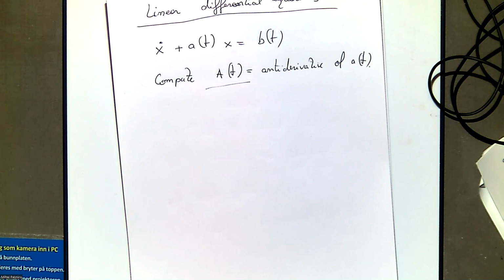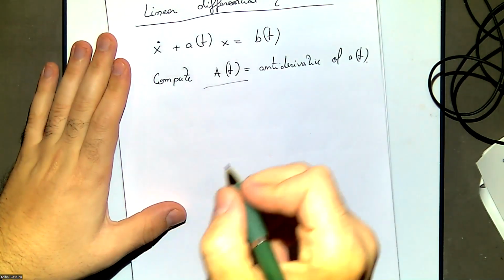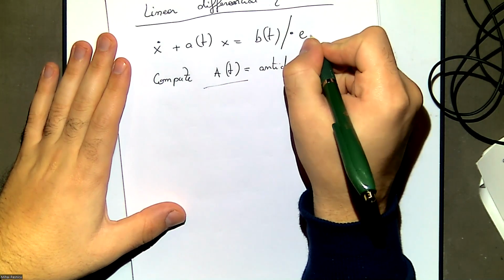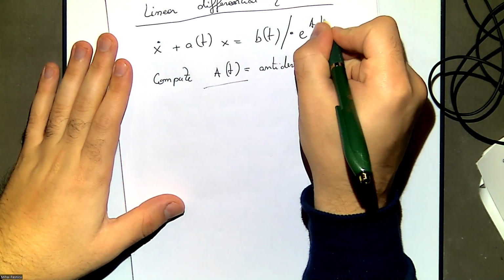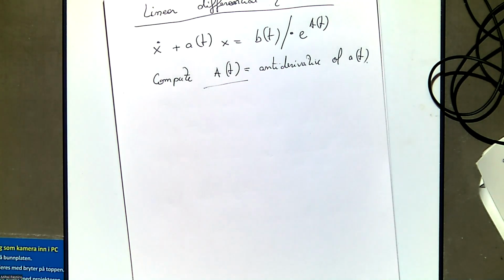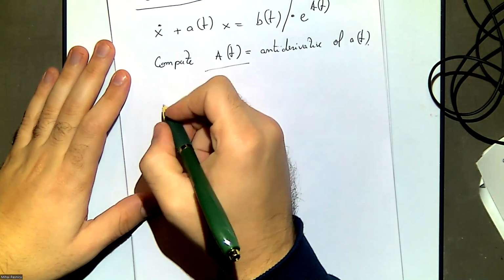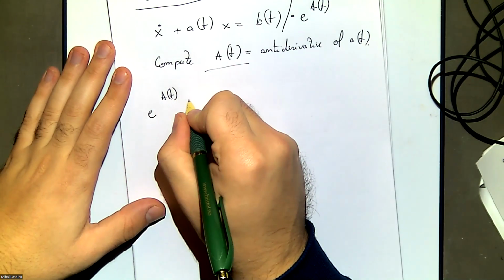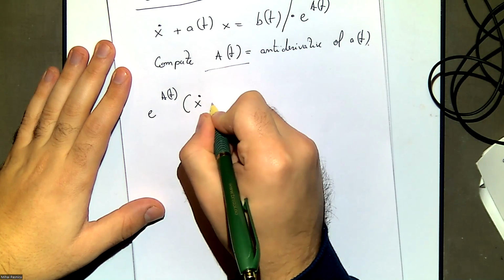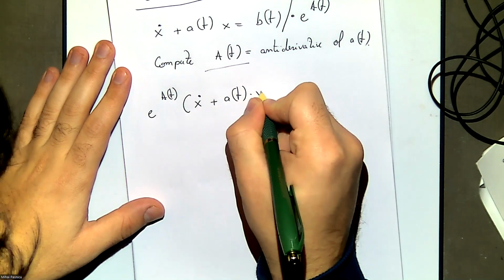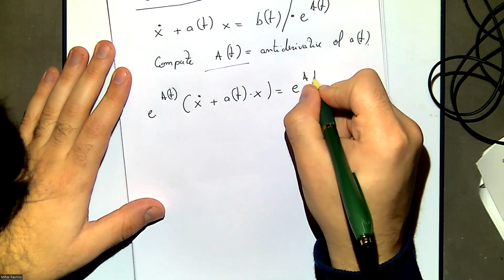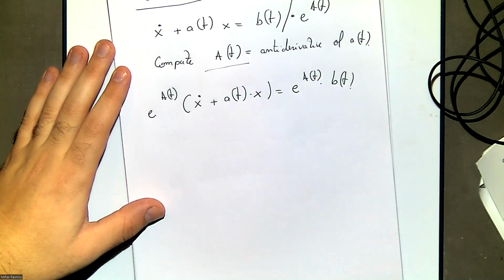But maybe there's someone interested, so I'm going to show you the proof. The whole idea is to multiply this equation by e to the A of t. I know it looks ugly, but that's the idea. Now you would get e to the A of t times x dot plus a of t x is equal to e to the A of t times b of t.